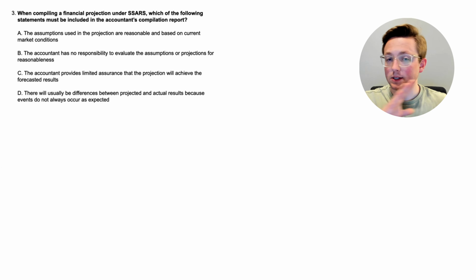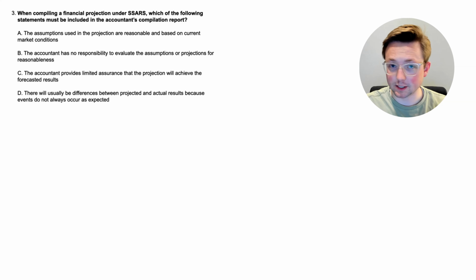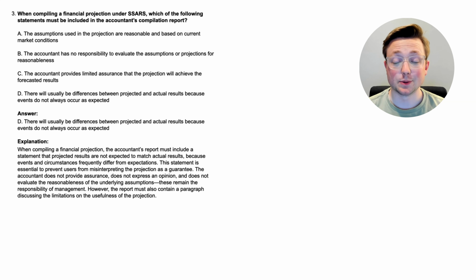So again, this is kind of building off the previous question. What's some more things that have to be in this compilation report, especially when it comes to a projection? Now, if you know, that's great. If not, though, that's okay. We are going to dive into the explanation again. All right, here we are. The answer is D. There will usually be differences between projected and actual results because events do not always occur as expected. So they have to state this explicitly in a compilation of a financial projection.